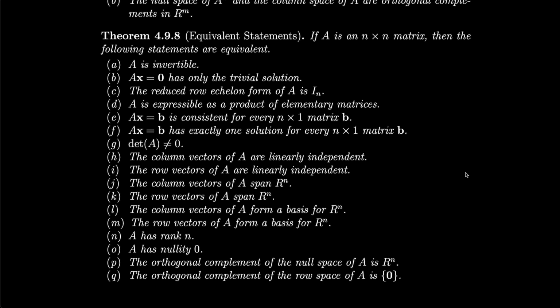This lets us add to our equivalent statements that we've steadily been accumulating. We now have that A having rank n is equivalent to A having nullity of 0, because it would have to add up to n, or the number of columns for A, number of rows for A transpose. The orthogonal complement of the null space of A is Rn, and the orthogonal complement of the row space of A is 0. These are all equivalent to the statements that we had before.